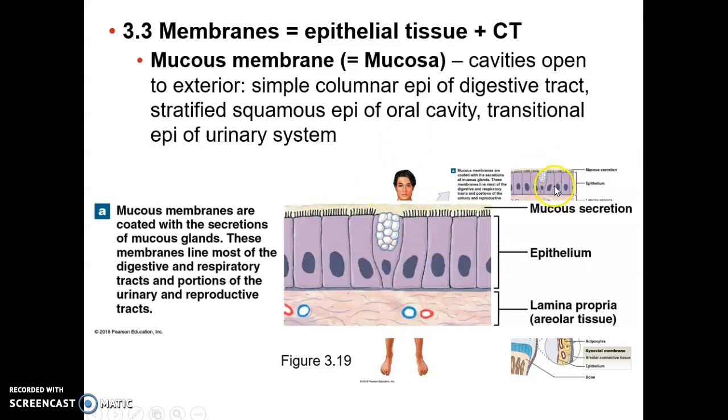Oh, here we go, zooming into this figure. This is a particular cell that's modified to secrete a material, in this case mucus, and this would be a goblet cell.